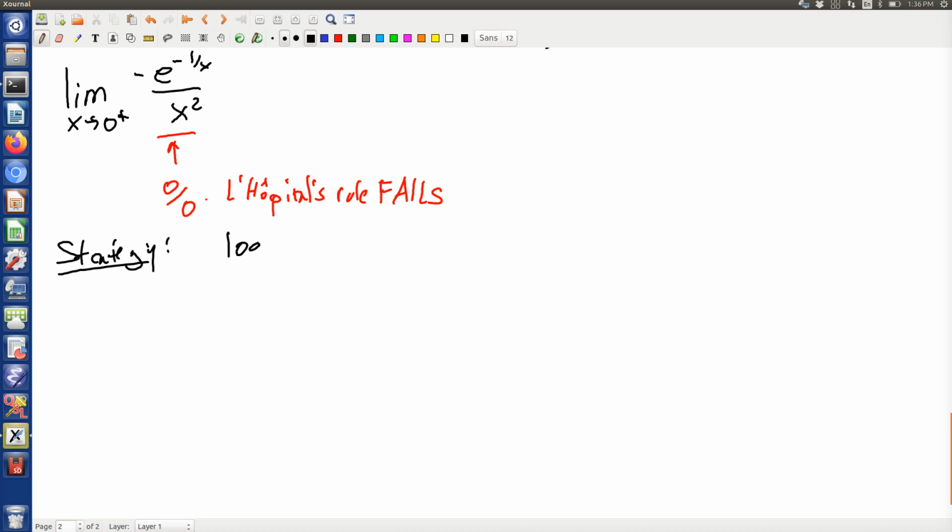Let's take the log of the limit as x goes to 0 from above of this quantity. Now there's a little bit of a problem here. That being, x is positive, e to the x is positive, and I'm going to be taking the logarithm of a negative number.